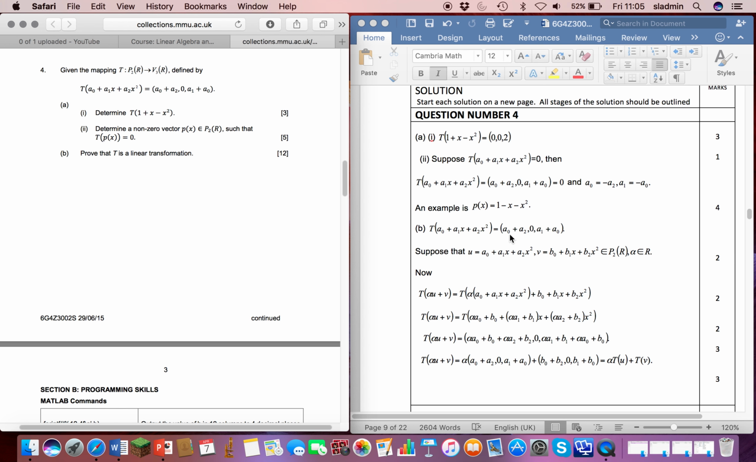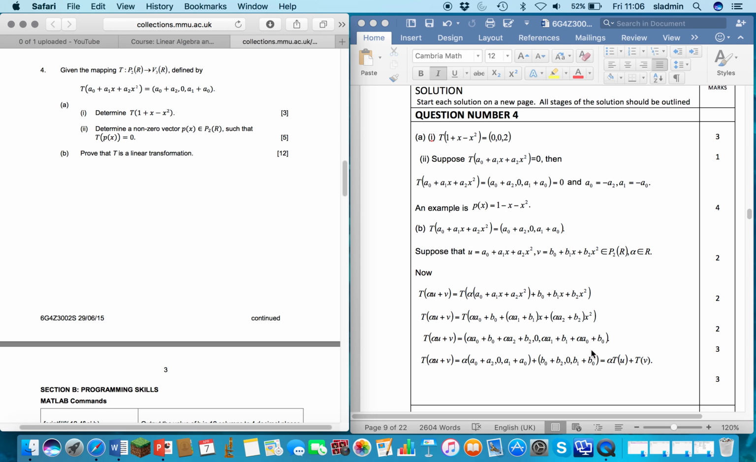You can see that the first term of this vector is the constant coefficient plus the coefficient of x squared. You'll notice that the middle term of this vector is always 0, so we put a 0 in there. And then the third term, we have a1 plus a0, the coefficient of x plus the constant coefficient.